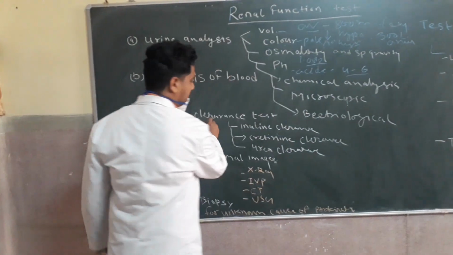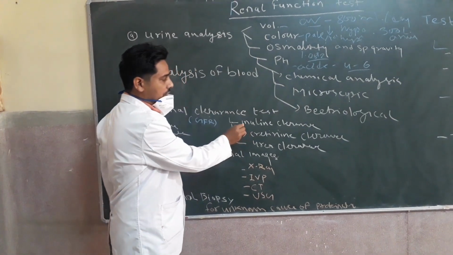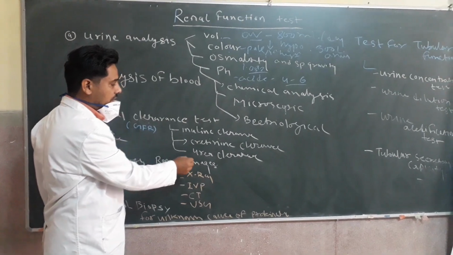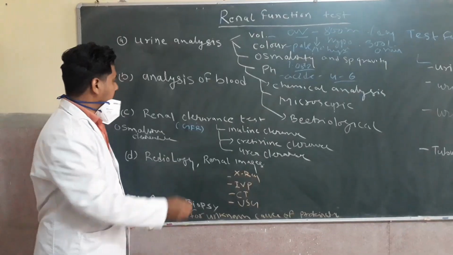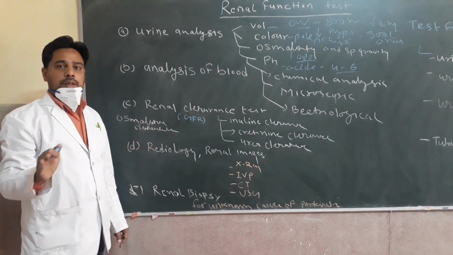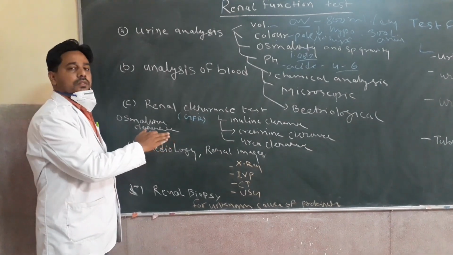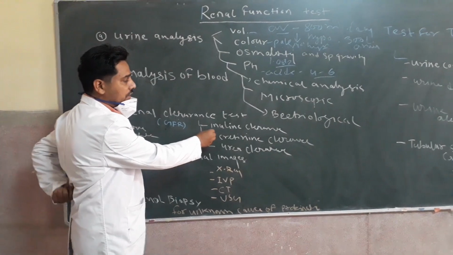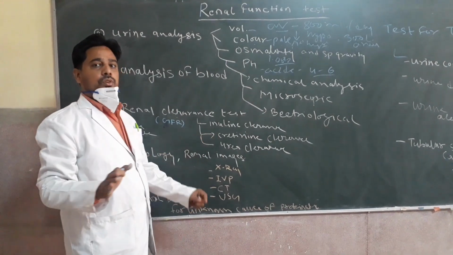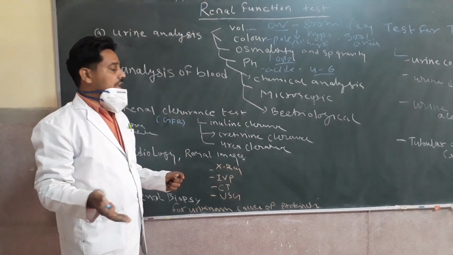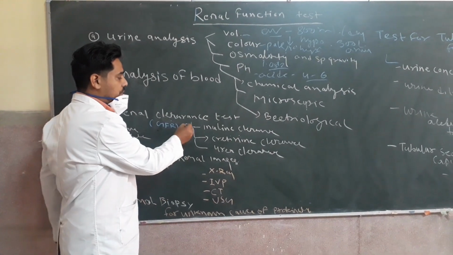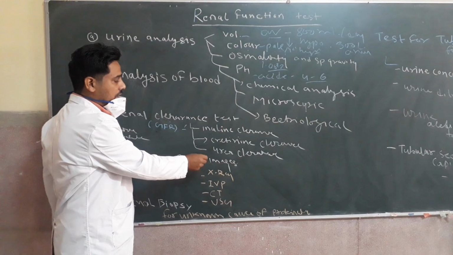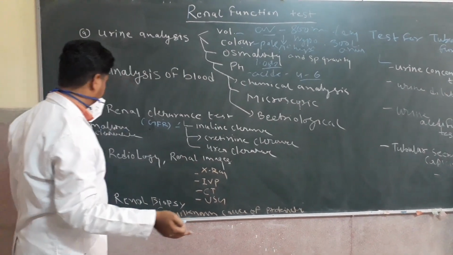The renal clearance test is called inulin test, creatinine clearance test, urea clearance test. The renal clearance test's main motto is measurement of GFR. The inulin test is not absorbed and not secreted. The secretion absorption ratio is equal. Creatinine is more than and urea is more than.